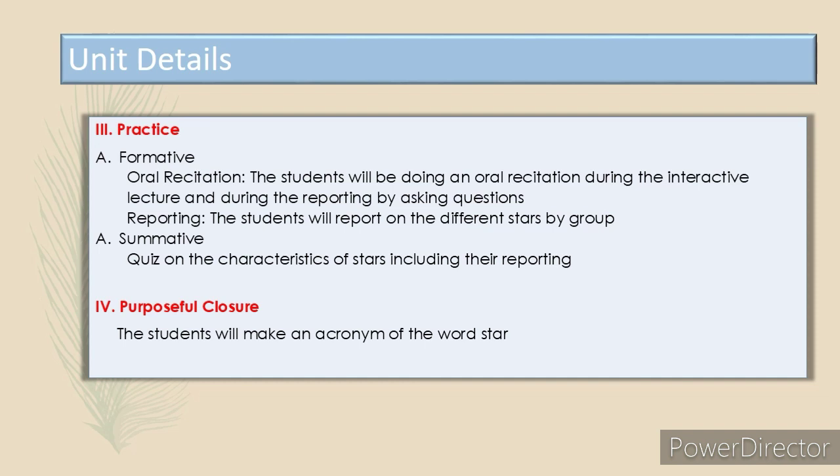Practice would be oral recitation. The students will be doing an oral recitation during the interactive lecture, and during the reporting, they will be asking questions. So for reporting, the students will report on the different stars by group. Then summative, there will be a quiz on the characteristics of stars, including the reports of their classmates. So purposeful closure will be the students will make an acronym of the word star.